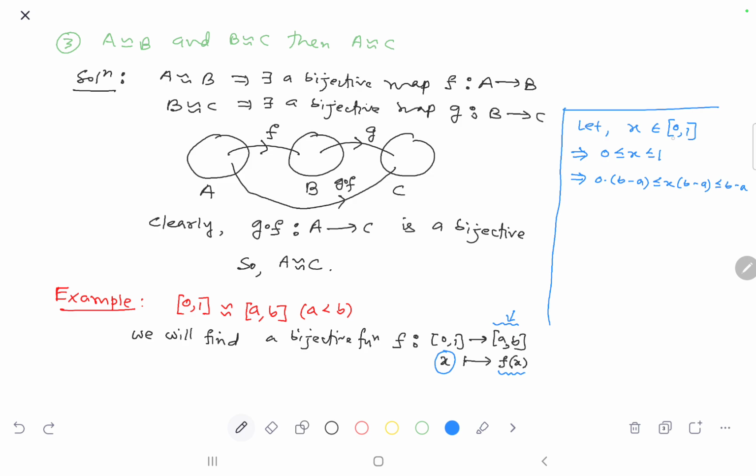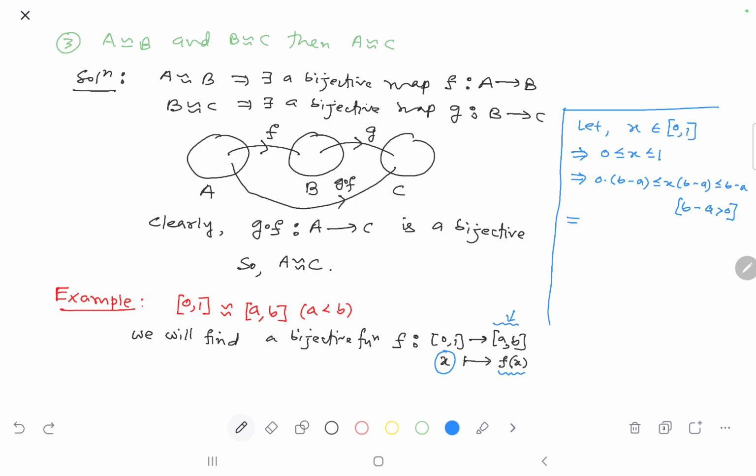So how are we doing this? We took an element x between 0 and 1, right? So x is in between 0 and 1. Now multiply both sides by B minus A. The inequality does not change because B minus A is a positive quantity. Now you can ask me why multiplying by B minus A. You will understand after two steps.